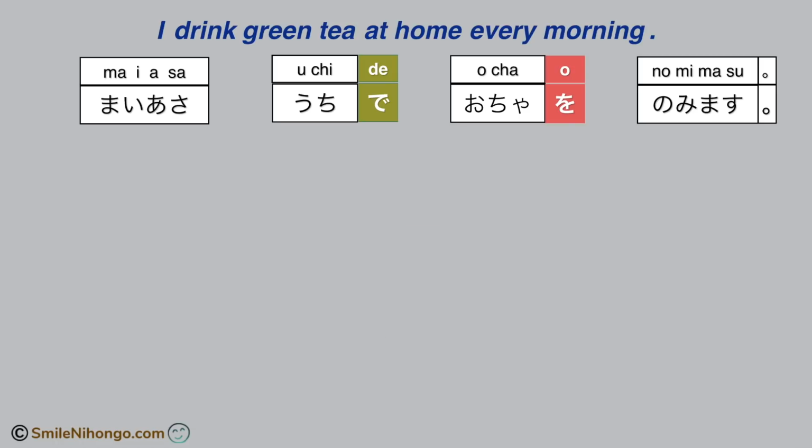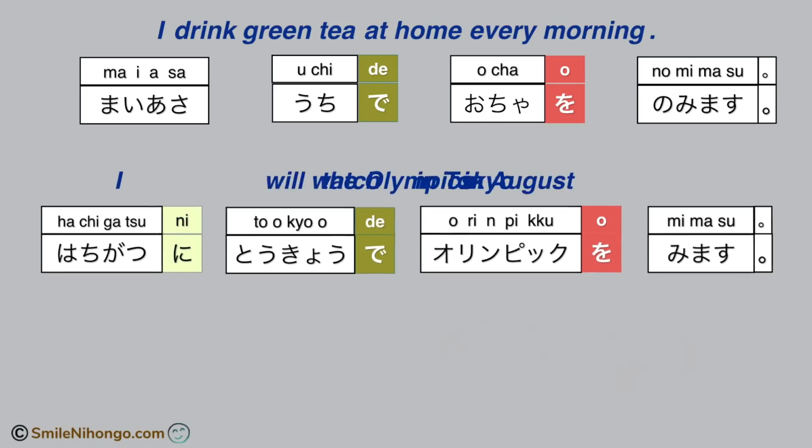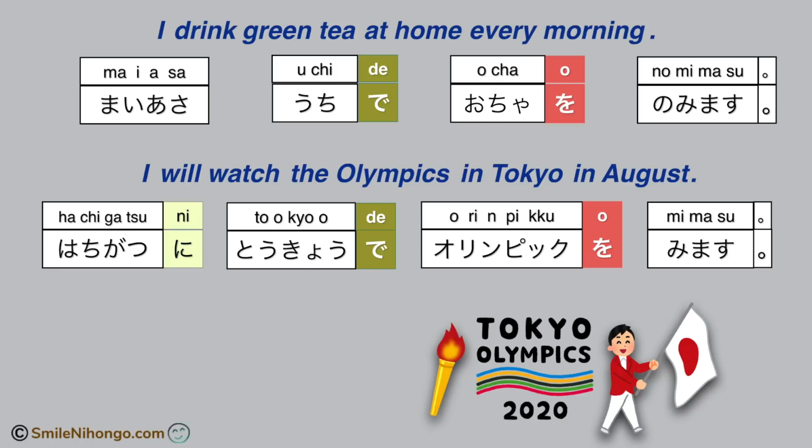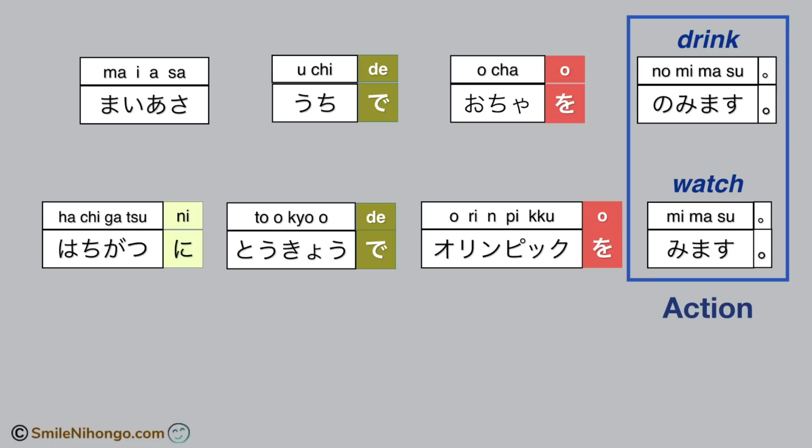We also learned a sentence like this one. 8月に東京でオリンピックを見ます。I will watch the Olympics in Tokyo in August. So we have been using this type of verbs so far. Verbs like drink, watch, eat, study, or other verbs that indicate actions. These are called action verbs.